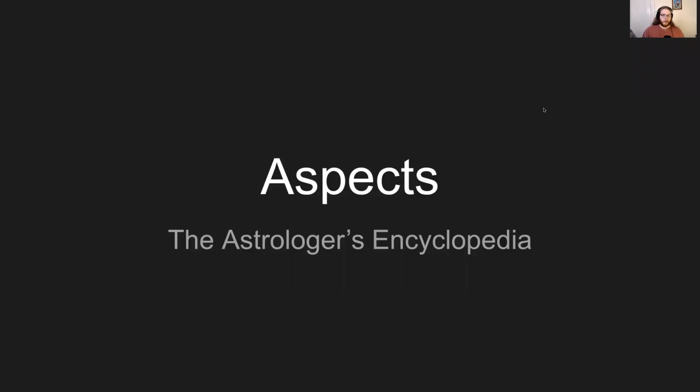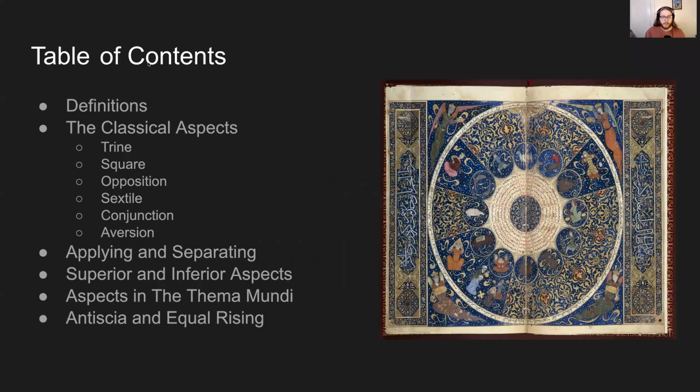So here we have a little title slide. Like I said, we're talking about aspects. Table of contents. Today, we're going to be discussing a couple of definitions, a definition of aspects, the word itself, as well as a couple other related terms that we need to know. And then we're going to discuss the classical aspects or classical configurations, which are the trine, square, opposition, sextile, conjunction, and then aversion is kind of a special case. Then we're going to talk about applying and separating aspects, superior and inferior aspects, aspects in the thema mundi, and then also just a quick note on Antiscia and signs of equal rising.